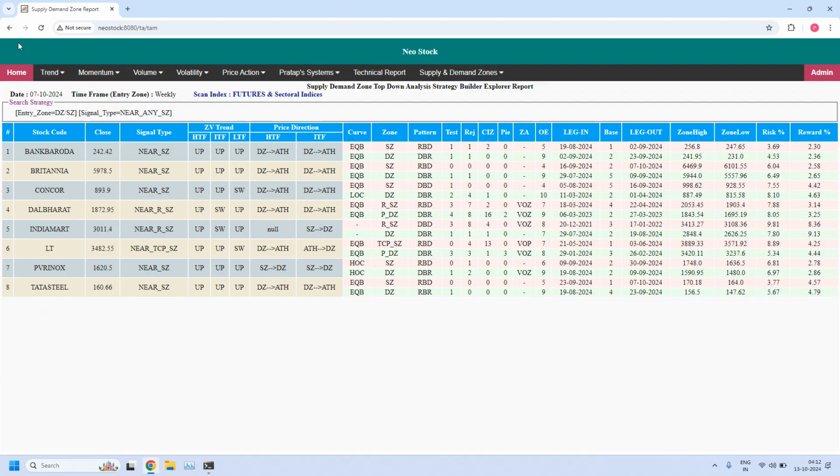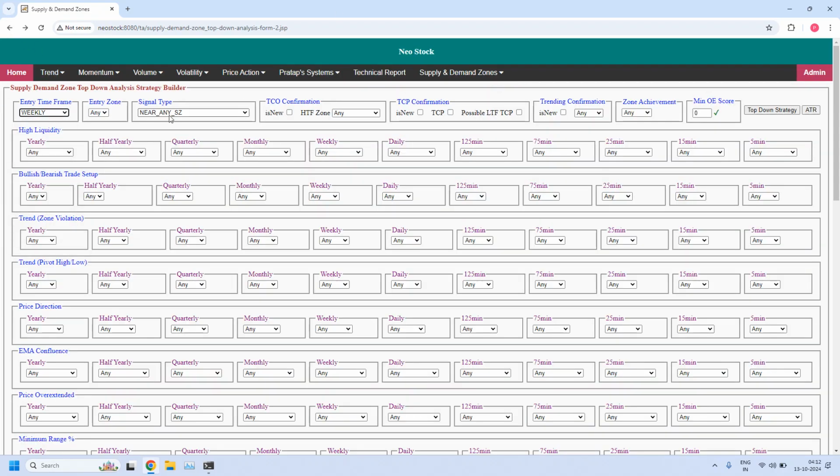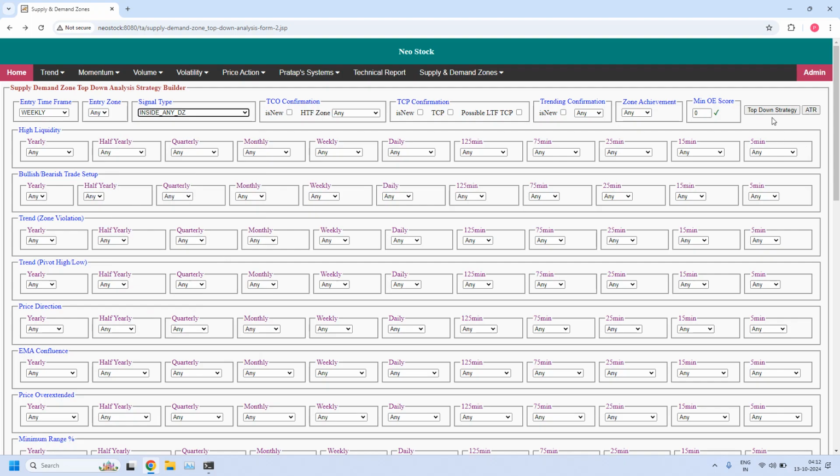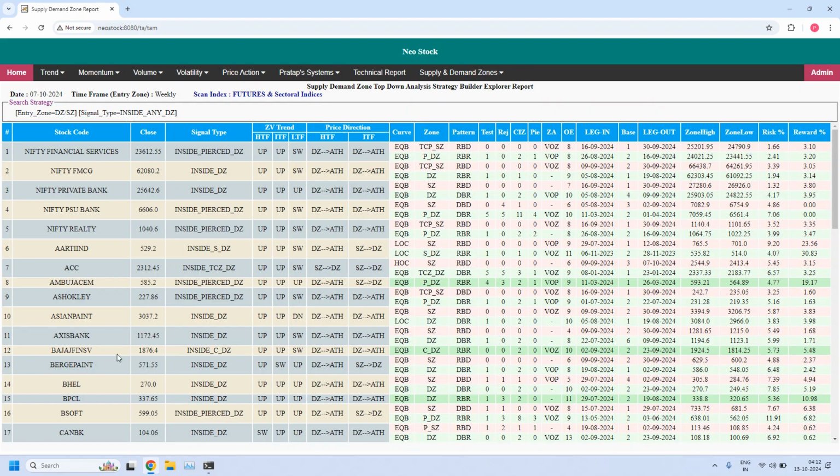Okay, next, for the weekly time frame, let us find the stocks where price closed inside the weekly demand zone. Currently prices are closed inside these weekly demand zones. We got a very big list. For reference purposes, I am scrolling the list down. After that, from this list, let us further filter to find high probability stocks. I am scrolling the list down because the list is big.